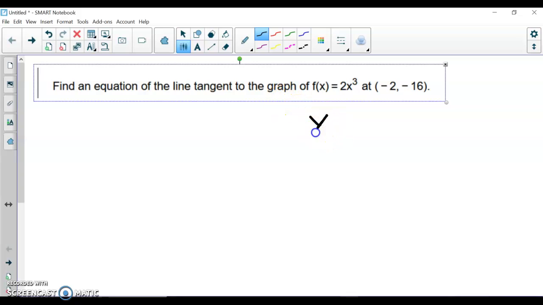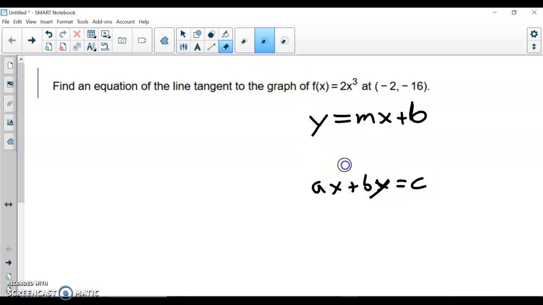Let's start off with the fact that we need to find the equation of a line, and we typically want to use this form, especially in a calculus class where we're defining things as functions. There are other forms of lines. Some books will call this general form. But in this class, almost exclusively, we're going to be working with y equals mx plus b for the equations of our lines.